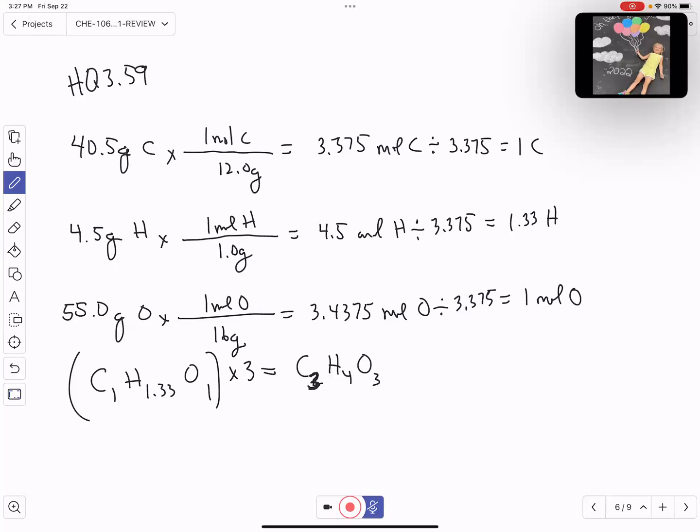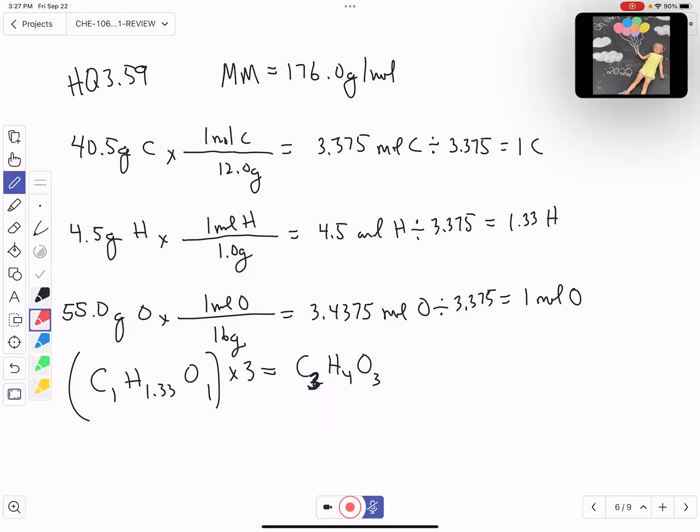We're not done there because this is our empirical formula, right? And they wanted to know what the molecular formula was. And we know that the molar mass is 176 grams per mole. So we've got to figure out how to take our empirical formula into a molecular formula using that molar mass, which is 176.